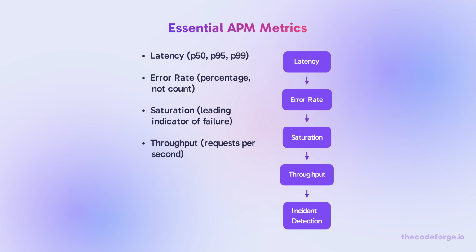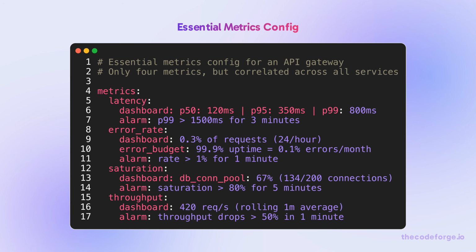These 4 metrics cover 80% of production incidents. Latency percentiles reveal outliers, error rate as a percentage catches SLO breaches, saturation warns before collapse, and throughput provides context. This config shows the 4 essential metrics for an API gateway with alarm thresholds. Note that p99 latency is measured per endpoint, not per node, to avoid hiding slow endpoints.